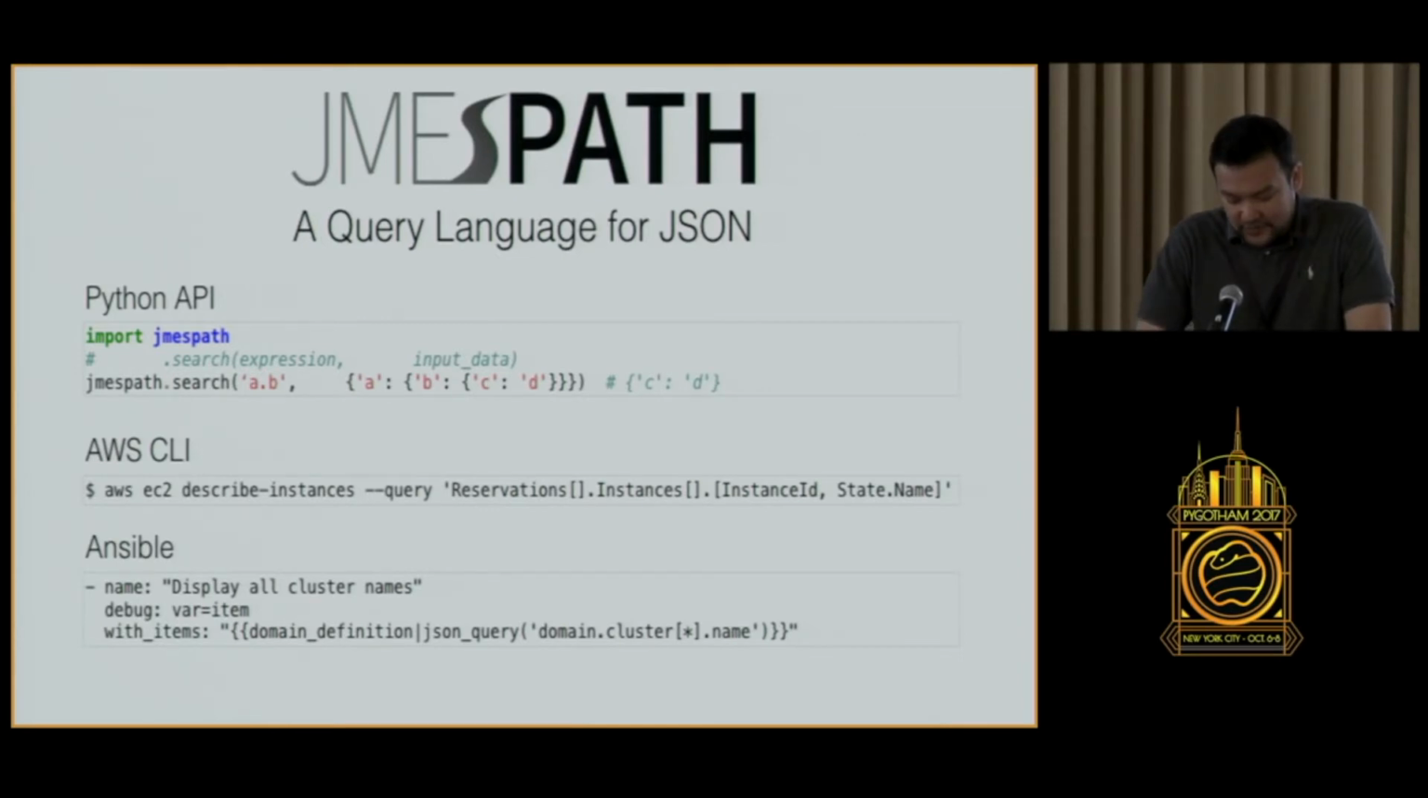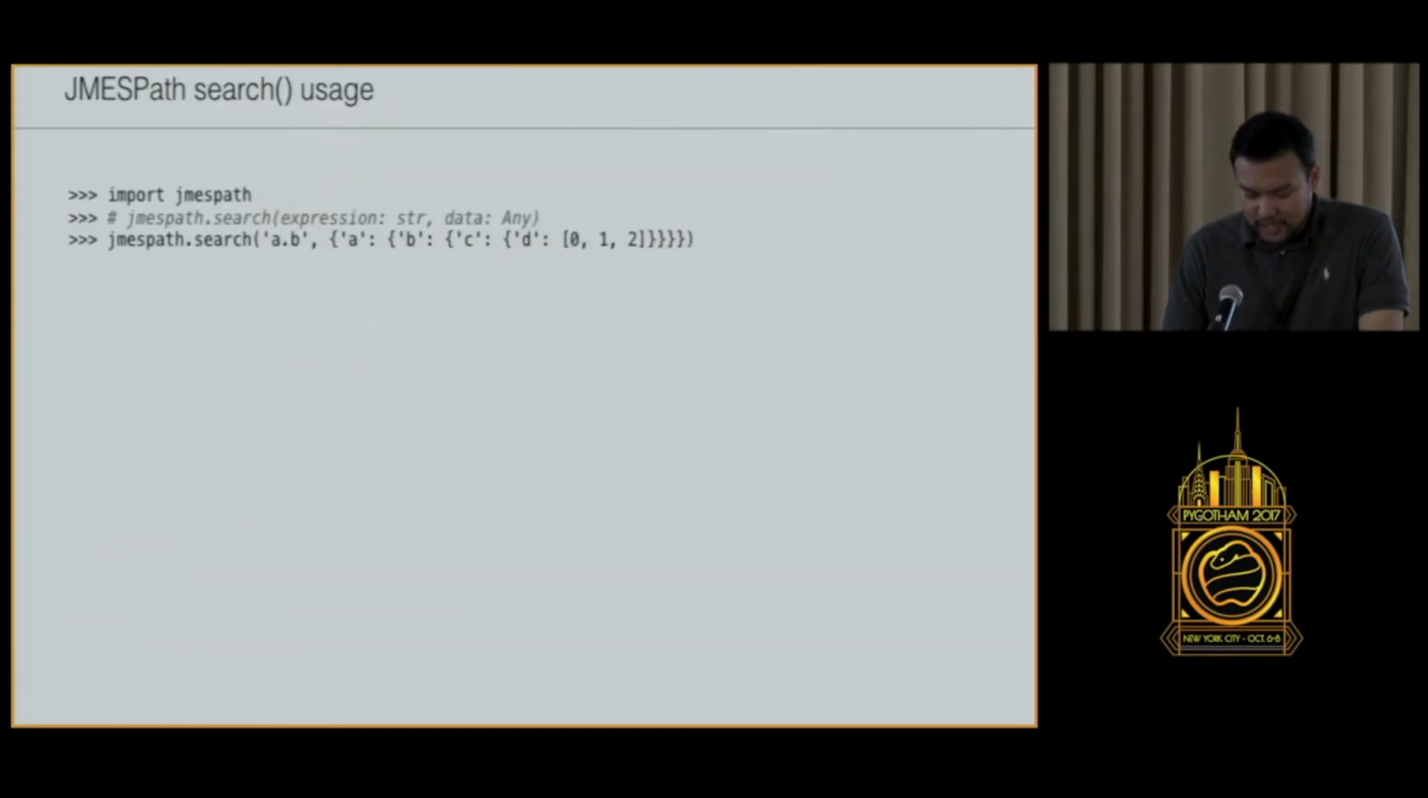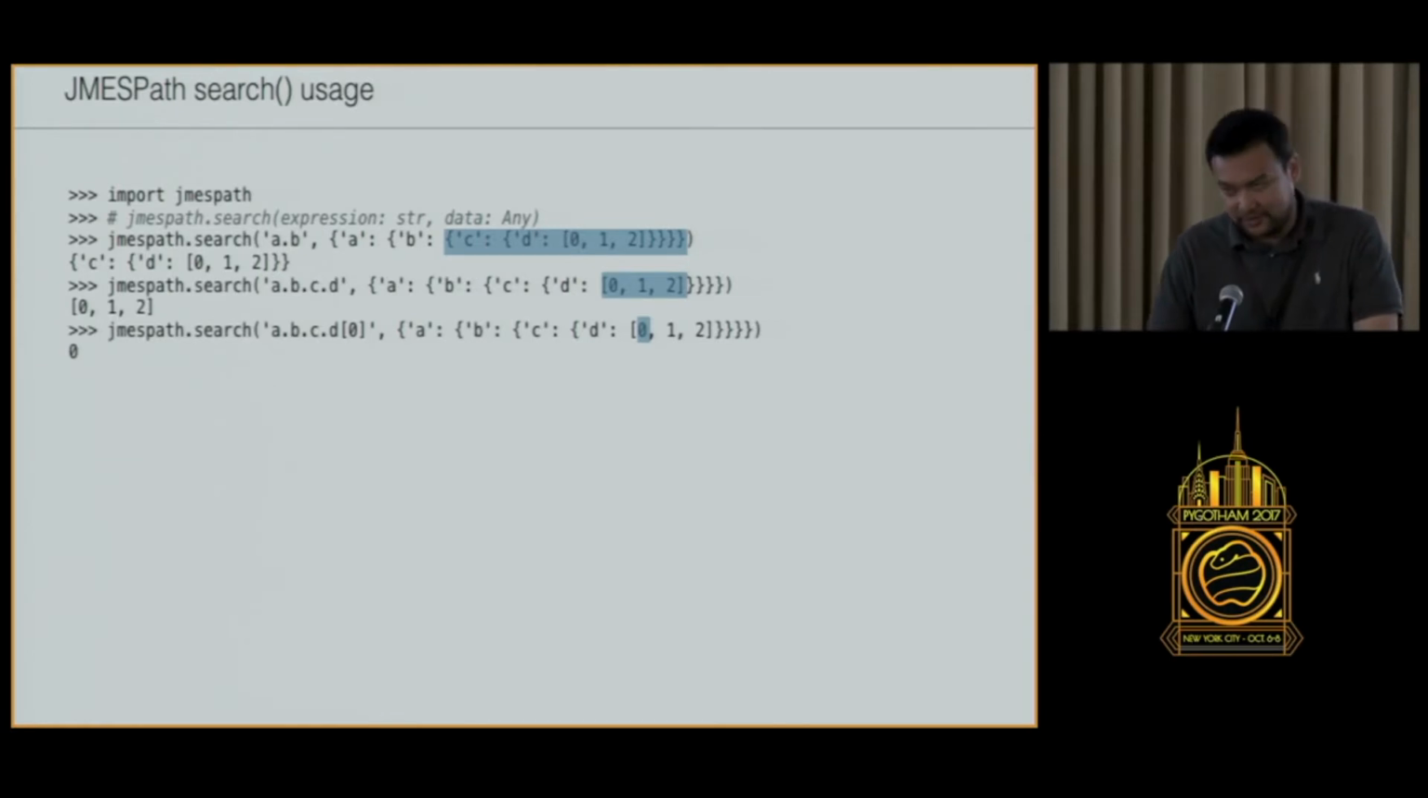So one of the places I've used this is with this query language, JMESPath. It's in a couple of tools, AWS CLI, Ansible, a couple of other things. The way that it works is you give it some sort of string expression, and then you give it the input data, and it will search through the input data. So like a.b will give you this value here, right? And it has a number of other things as well. You can search into lists, you can do or expressions.